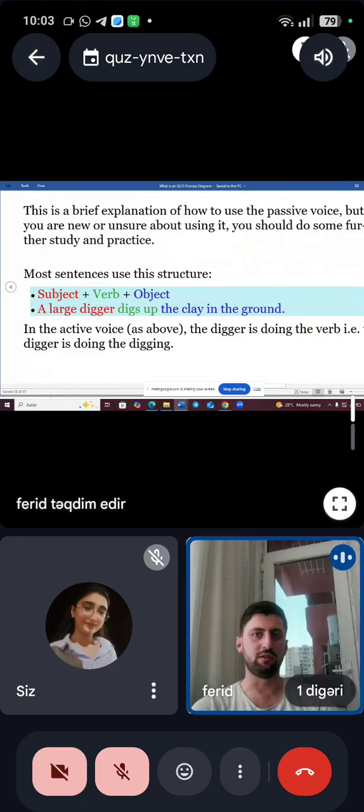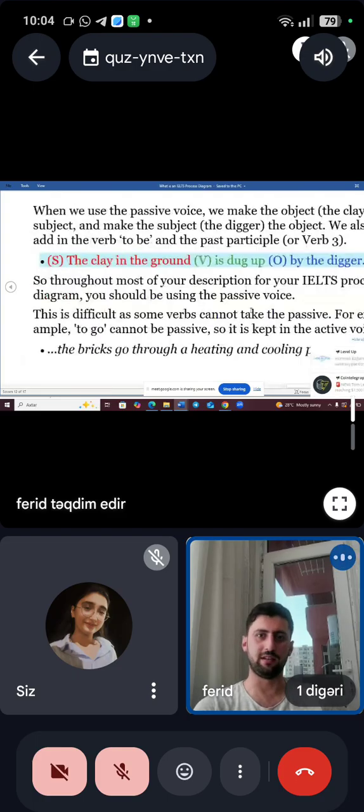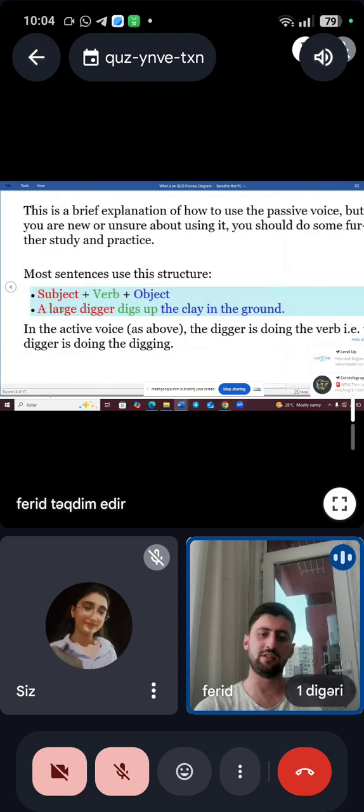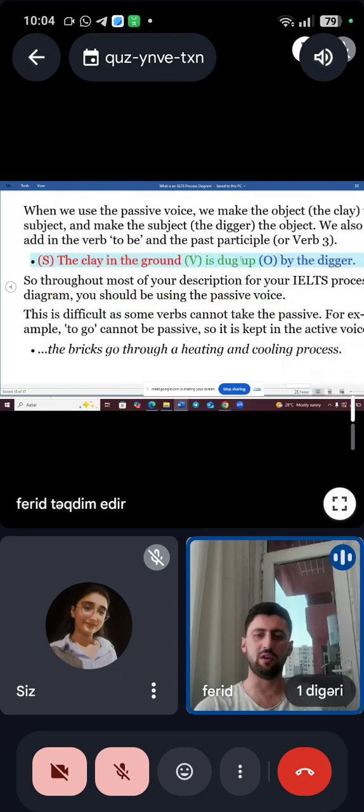Why? Because if you write passive voice, you'll be given more points than active voice. That's why, as much as possible, you should change all of your sentences into passive voice, because passive voice structure is accepted as formal speaking and official speaking and academic speaking. That's why instead of saying a large digger digs up, you should say the clay in the ground is dug up by the digger.